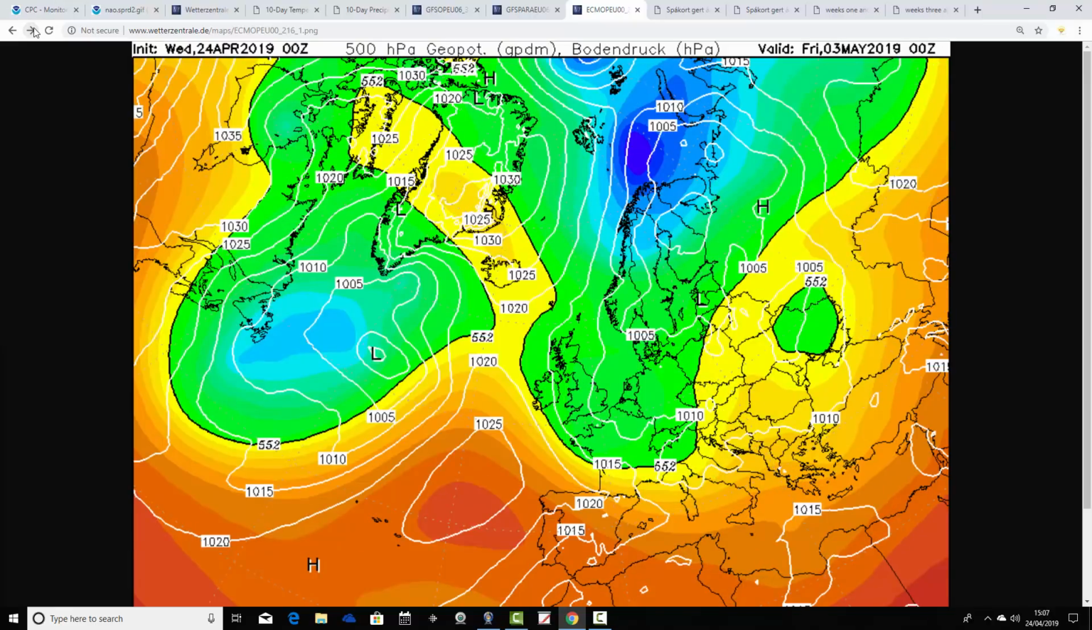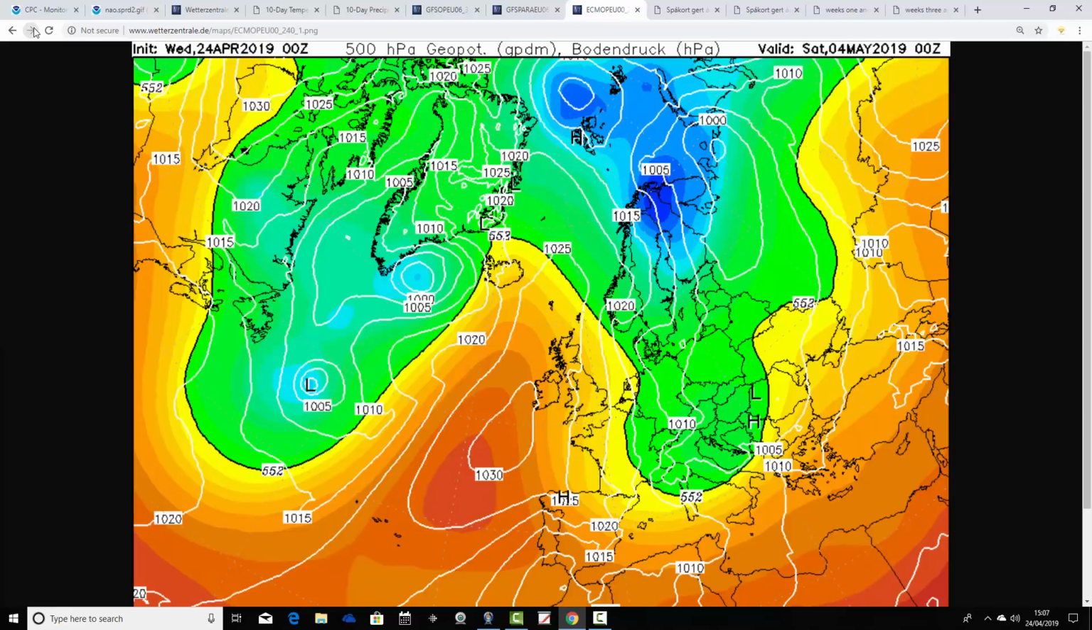Heading up towards day 10, taking us into the May Day bank holiday weekend. If anything, we're trying to build up a ridge out to our west then, and possibly pulling in some slightly cooler northerly or northeasterly winds. However, with that high pressure building up, that could be good news for the May Day bank holiday weekend.